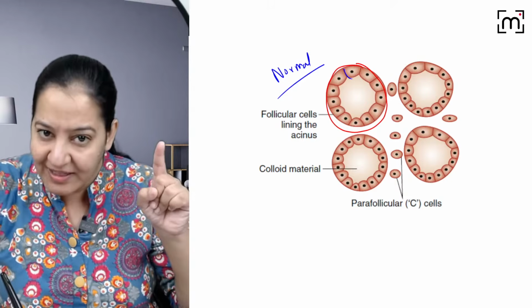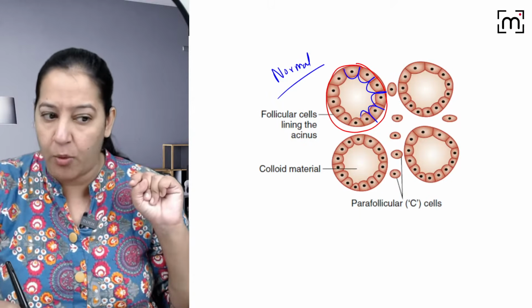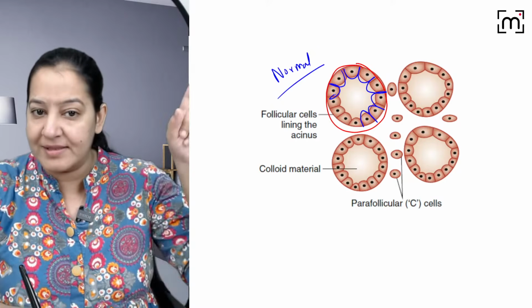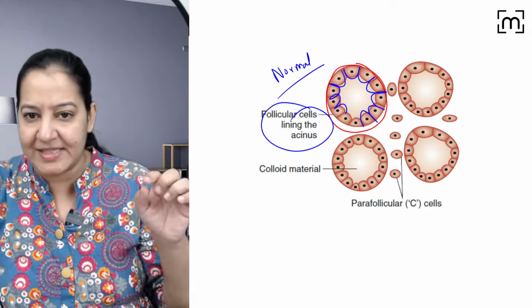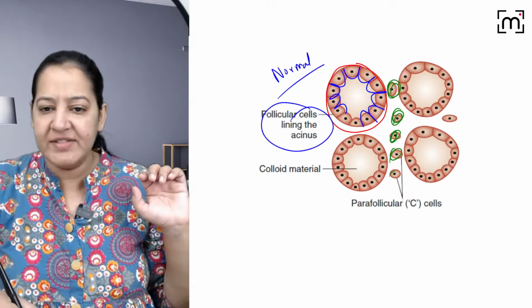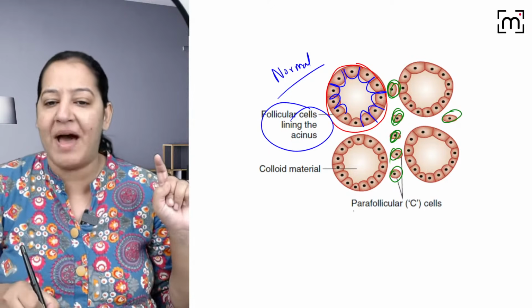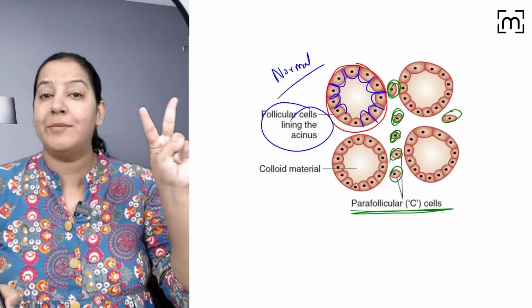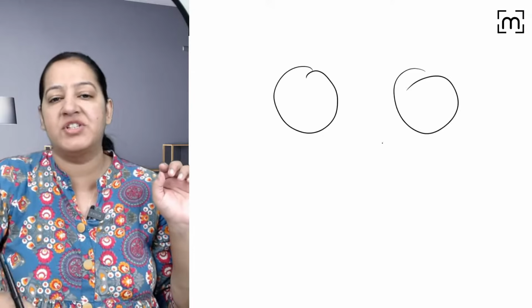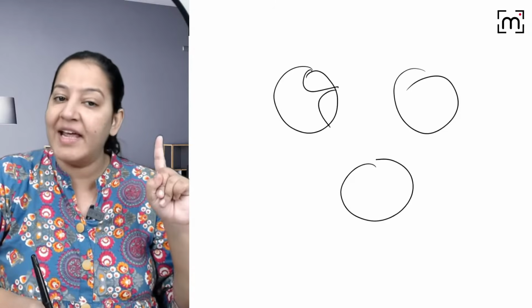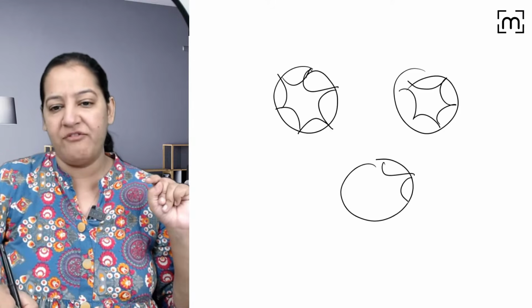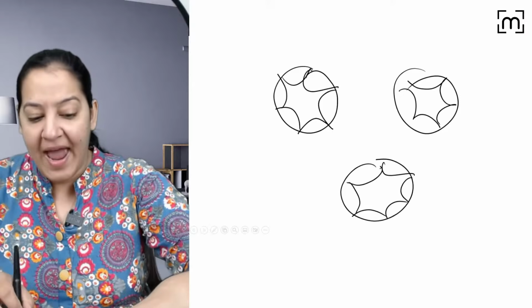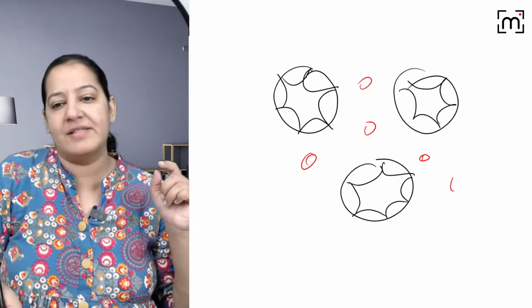The cells lining the follicles, the circular structures, are known as follicular cells. These are the cells I'm marking right now. And between the follicles, can you see these cells? The haphazard cells present between the adjacent follicles are parafollicular cells or C cells. So basically 2 types of cells are there. The cells lining the follicles are follicular cells, and the cells between the follicles are parafollicular cells or C cells.